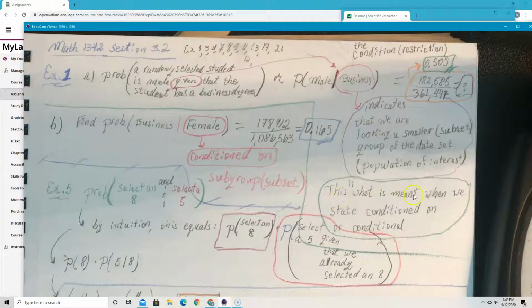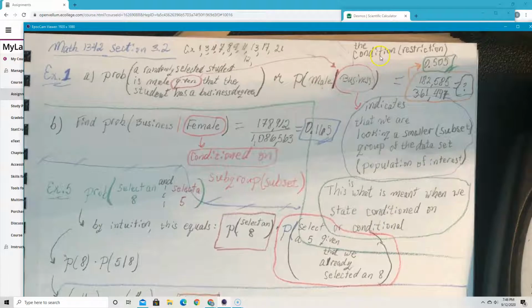So this is what is meant when we state conditioned on the student has a business degree. Conditionally meaning, again, I'm repeating myself, it's a smaller group than the original population of interest.